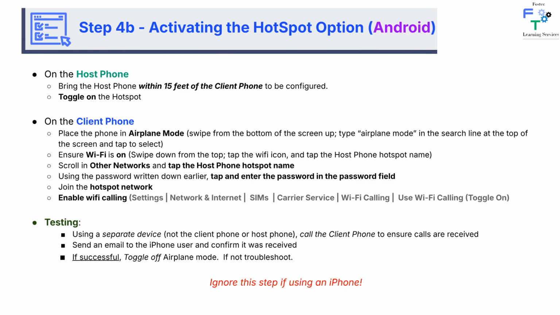Next, we will activate Wi-Fi calling. These steps are provided on the screen. Now we need to confirm it's working correctly. We will test that the Android phone can get a phone call and confirm the internet is working.